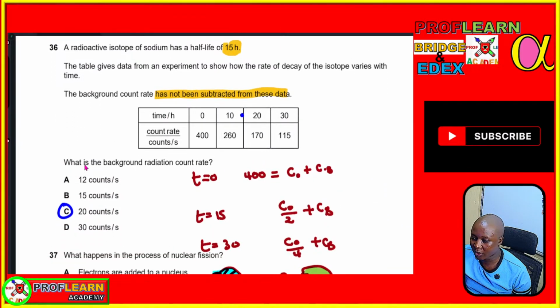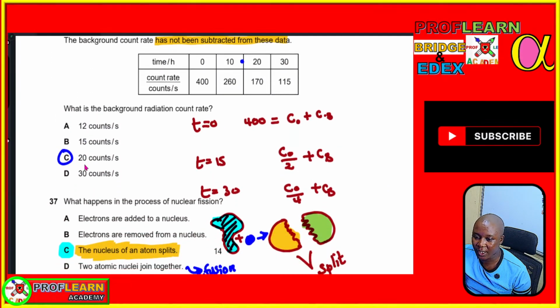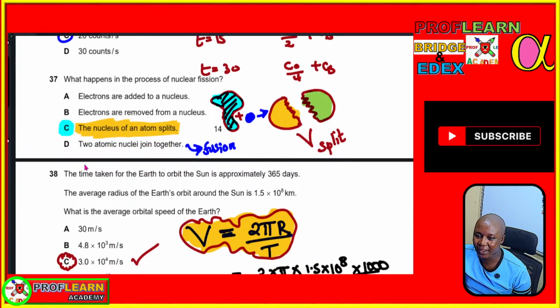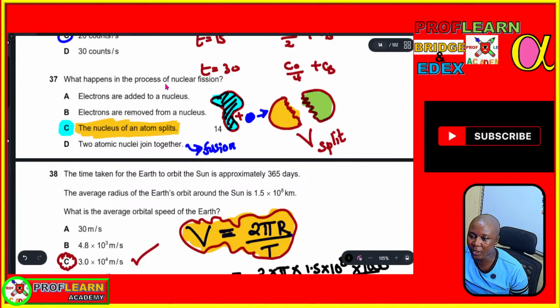And for this question, we're going to work backwards, and we're going to get 20 counts. We have question number 37. What happens in the process of nuclear fission? Nuclear fission is the splitting of nuclei, and that is the nucleus splits. Nuclear fusion is when nuclei join together.